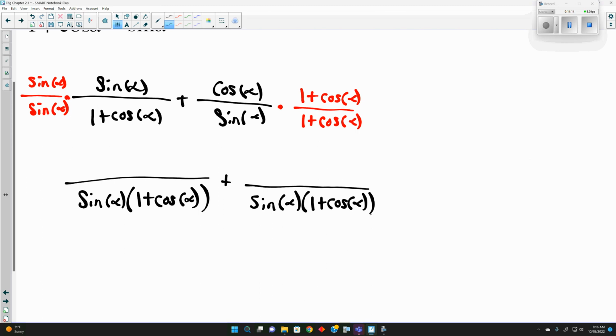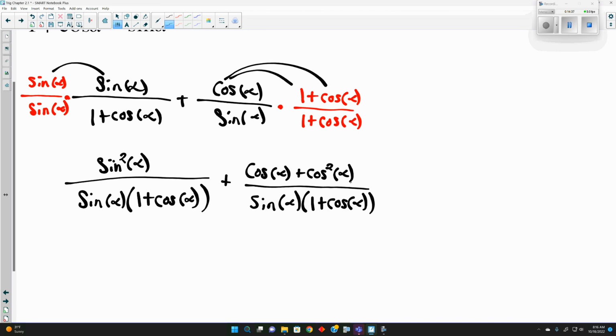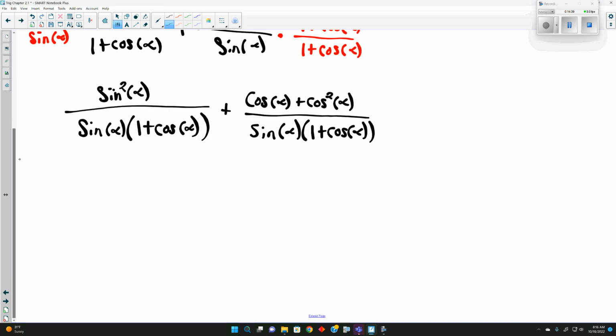Now the numerators we can go on and multiply. Sine times sine is going to be sine squared. The other side will have cosine of alpha times 1, which is just going to be cosine of alpha. Cosine times cosine is going to be plus cosine squared of alpha. Questions on this so far?